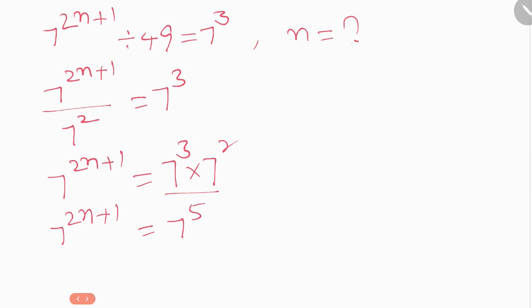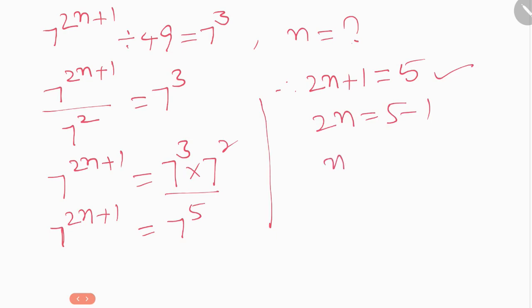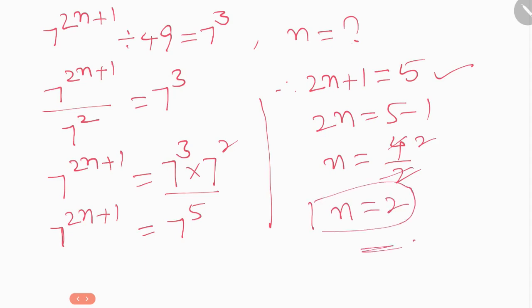Coming to here, both sides have equal bases and the two expressions are equal, which means the powers are equal. Therefore 2n plus 1 is equal to 5, according to the last law I explained. So by this we got an equation. If we solve this equation, we get the n value: 2n is equal to 5 minus 1, n is equal to 4 by 2, that is the n value becomes 2. So this is the way of solving problems by using exponential laws.